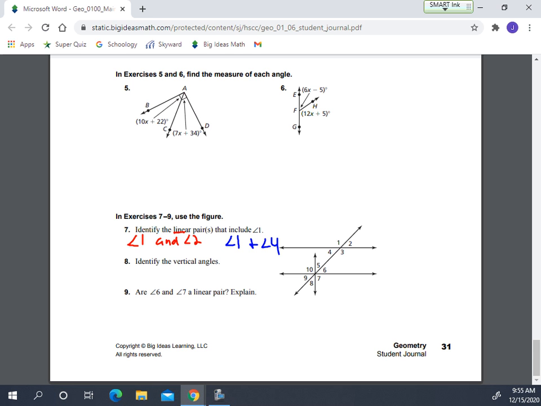And then number 9 asks, are 6 and 7 a linear pair? 6 and 7. Well, 6 and 7 are on that line. But the answer is no. Why is that? Because of this angle right here. 7 is this angle. They are not supplementary. So not supplementary. Okay, that is the end of the video for 1.6.